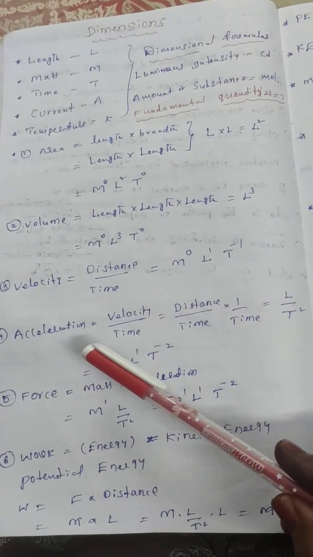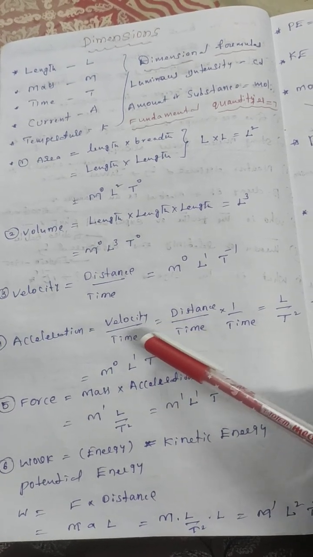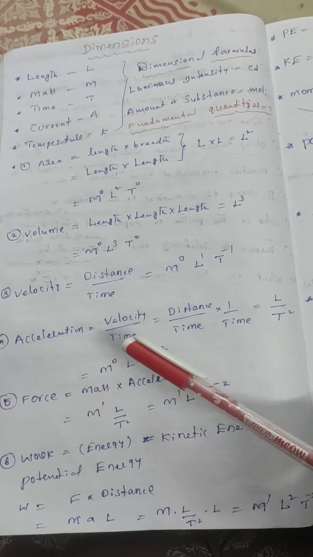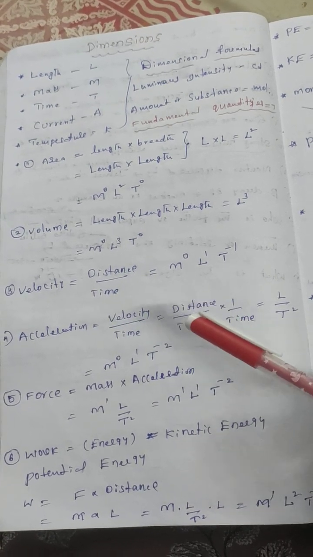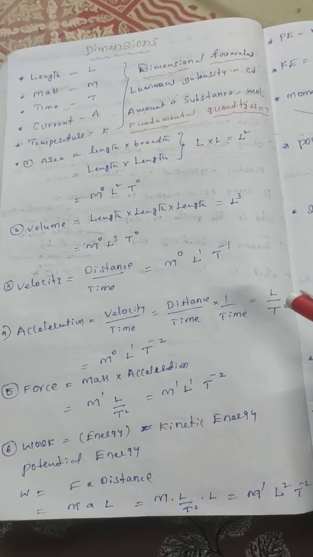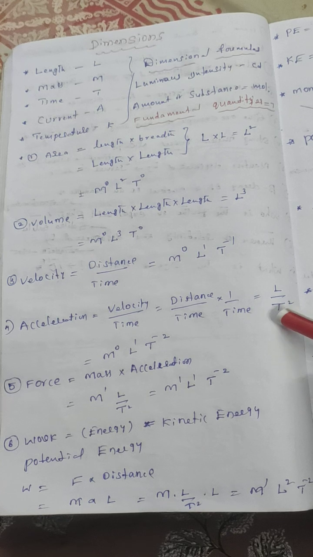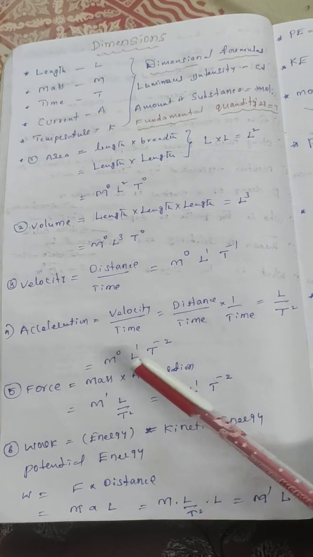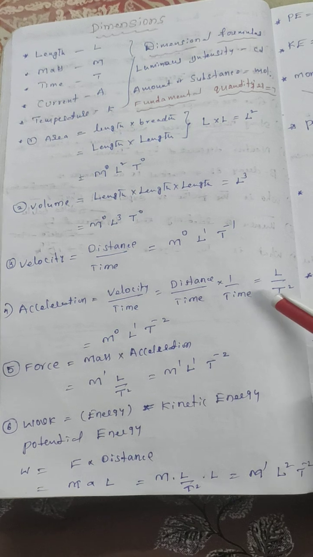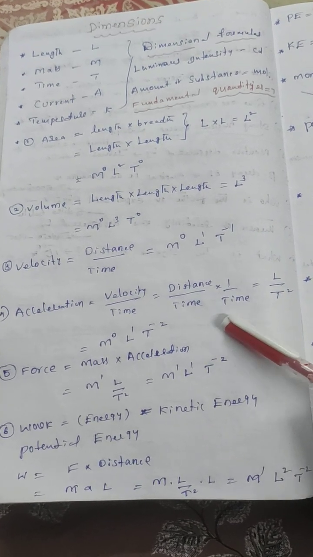Acceleration. Acceleration is velocity by time. Based on the formula, we will write dimensional formulas. Acceleration is velocity by time. Actually, velocity is distance by time, so distance by time square, L by T square. L by T square. This is very, very important. Acceleration is L by T square. M power 0, L power 1, T power minus 2. Remember carefully. Acceleration we will use many times.